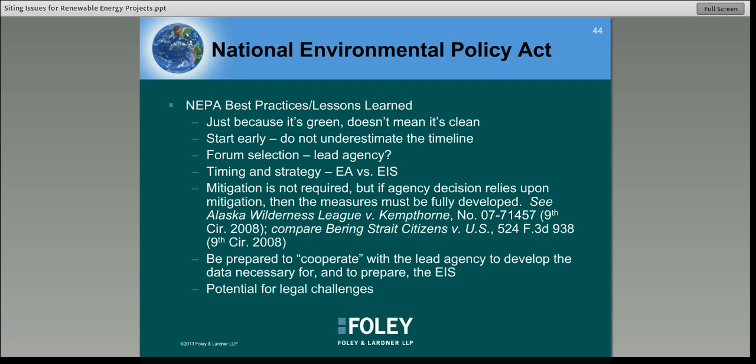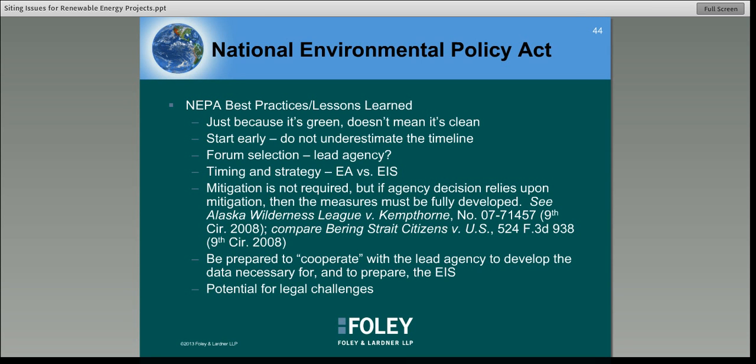Another thing to think about is to start early. I think that's going to be a common theme throughout all of the presentations today. Just don't underestimate the timeline that's required to comply with NEPA, and the sooner you get people involved, the more cooperative and happy they generally are. Another thing to consider with respect to NEPA is timing and strategy. And here I have environmental assessment versus environmental impact statement. If you have a project that you are pretty sure is going to have a significant effect on the environment and will ultimately require an EIS, you can skip the environmental assessment process and go right to a full EIS. And again, that's just a timing and strategic decision that needs to be made.